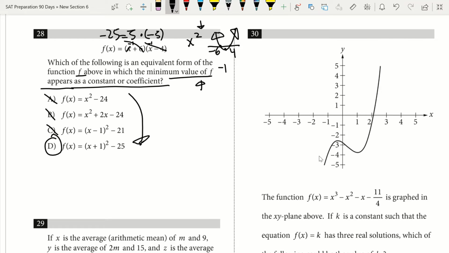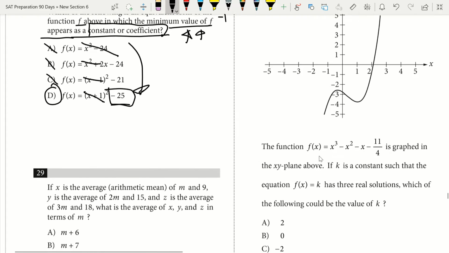Okay, so the big tip there is understanding that if we're asked for some value shown as a constant or coefficient, we're going to solve for that value first because sometimes there's only one answer choice with it, and then we don't even have to worry about this part, this part, this part, or any of that. We just find the one that has that constant or coefficient. So the answer there is going to be D for 28.